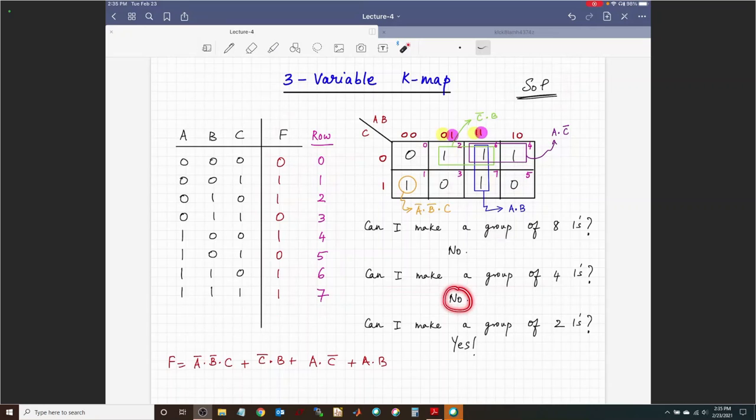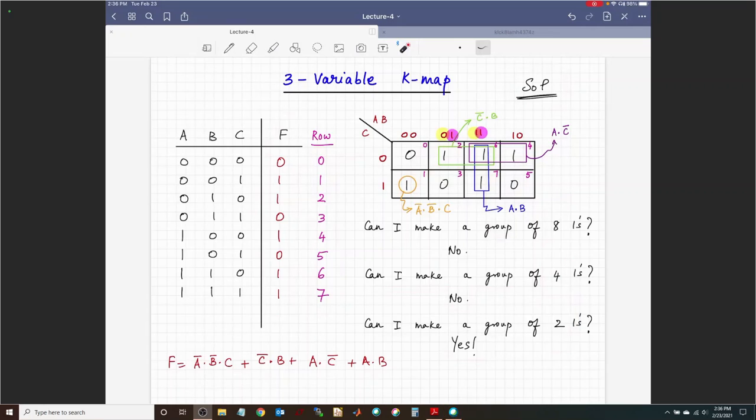That was also not possible. And then we asked a question: can I make a group of 2 ones? And as you can see, it only has powers of 2. Whenever you are grouping ones or zeros, the number of ones and zeros should be a power of 2. And then we had, I think, 3 groups of 2 ones. We indicated that with a green box, a purple box, and a blue box, and we got those product terms listed. And then there was also a singleton here, which we also listed at the very front.